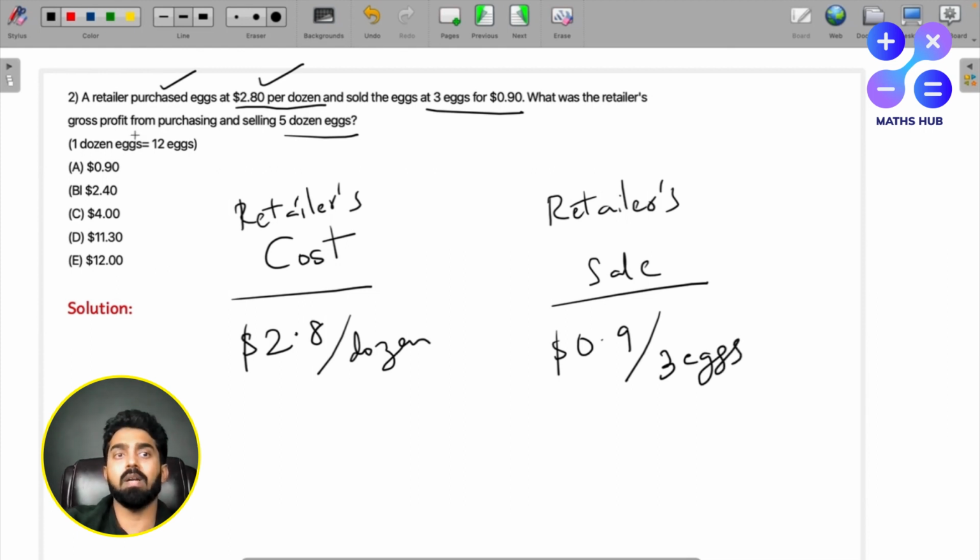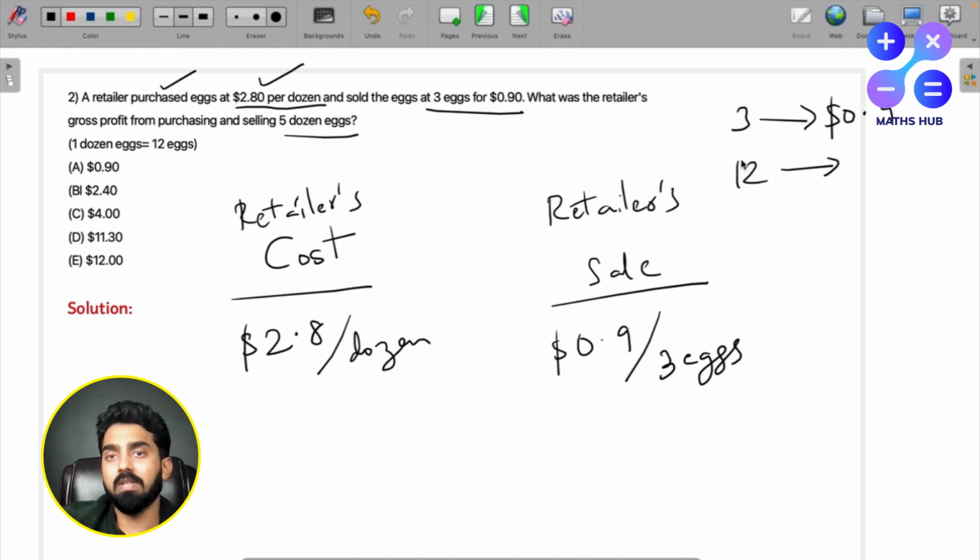This is for dozen. So 1 dozen is already given. If you don't know what a dozen is, you have to remember, by the way, you have to know what a dozen is. 1 dozen is 12 eggs. So 1 dozen for 12 eggs, he bought it at $2.8. But he is selling 3x for $0.9. So first thing we need to do is understand, or rather calculate, how much would 12 eggs cost. So 3 eggs he is selling at $0.9. So if he sells 12 eggs, how much would he sell it for?